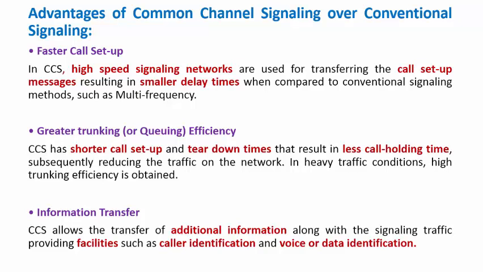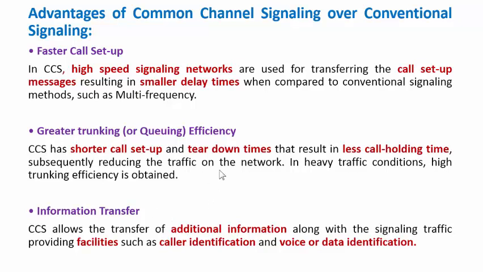Then information transfer, the next advantage. CCS allows the transfer of additional information along with the signaling traffic, providing facilities such as caller identification, voice or data identification. So this is about common channel signaling and the SS7 signaling scheme mainly observed in mobile cellular networks.